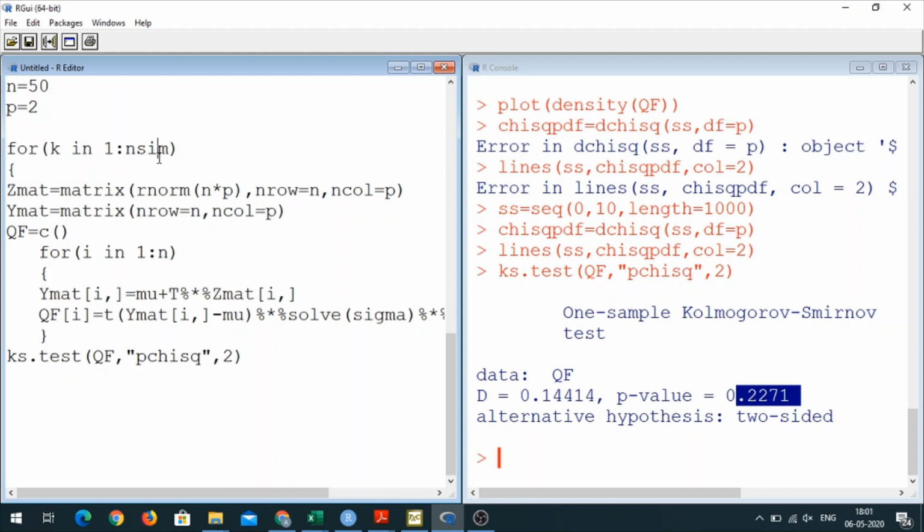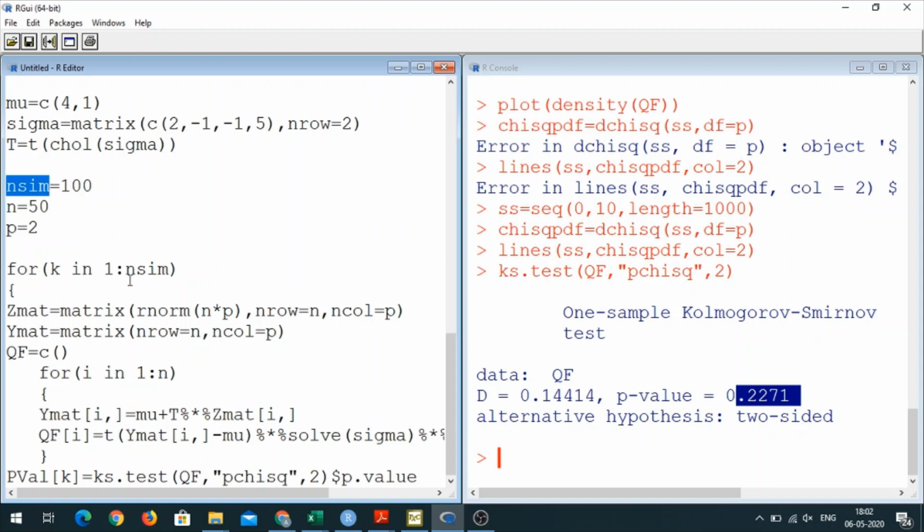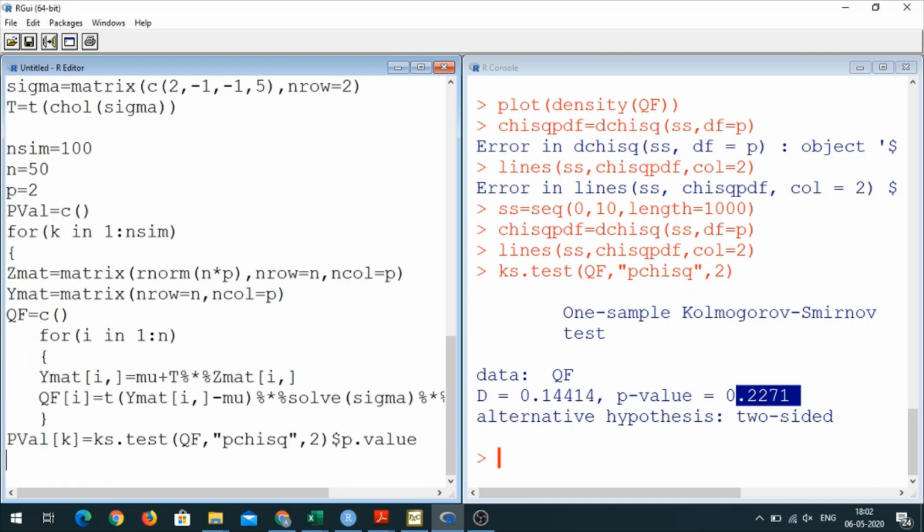Now if you remember, we have to do this for 100 samples. So I have to repeat this and I have to store the p-values so that at the end I can see out of 100 how many samples actually turned out to be chi-square by the test also. Okay, so let me just store the p-value from here. Let me store it in a vector called p-val at k. Why k? Because this is corresponding to the kth sample and I am going to have 100 such samples. NSIM is 100. Okay, so I need a blank vector to store p-values.